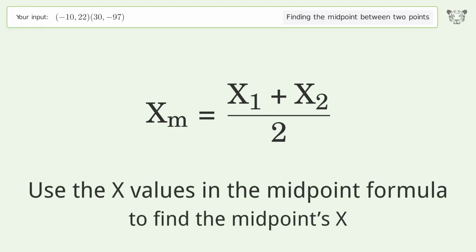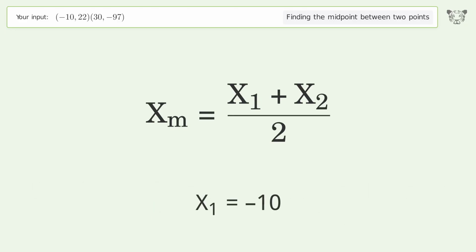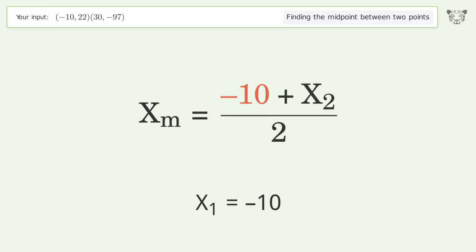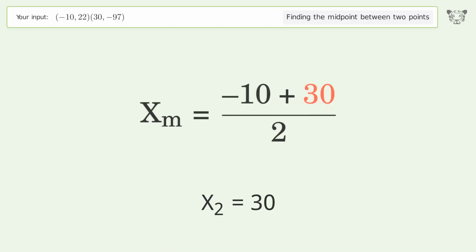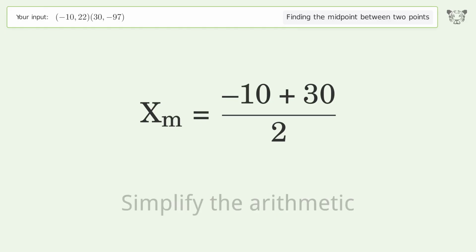Use the x values in the midpoint formula to find the midpoint's x. x1 equals -10. x2 equals 30. Simplify the arithmetic.